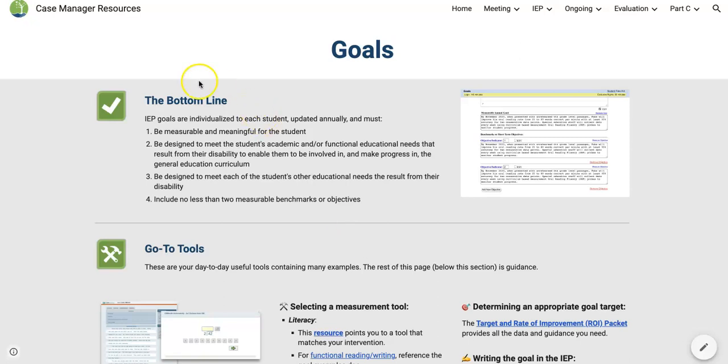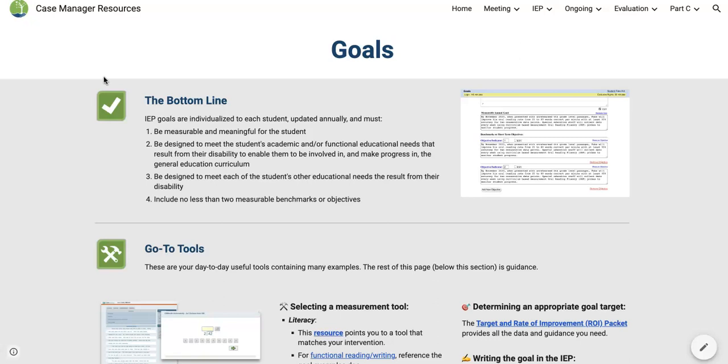We'll start with some information on the bottom line. And if you aren't familiar with the Case Manager Resources website, this section is designed to provide the compliance information from the Department of Education related to what we have to have in our paperwork. So for today, or for this topic, we're talking about goals and objectives.